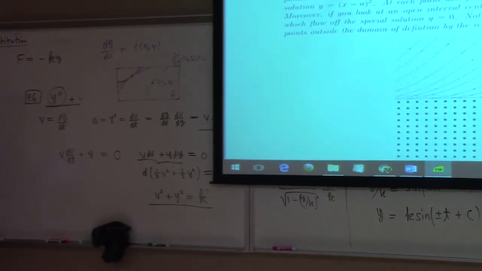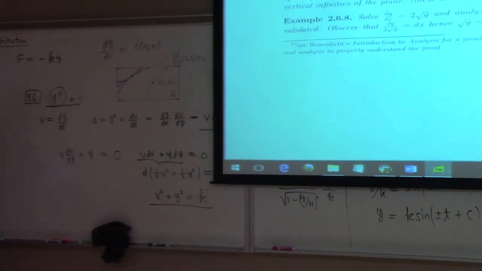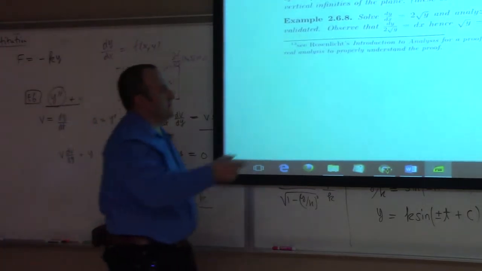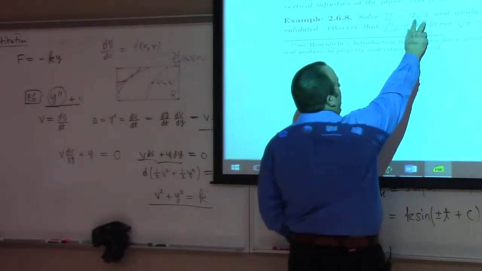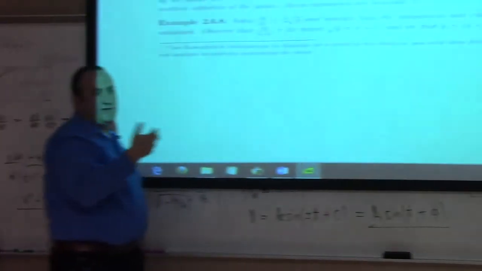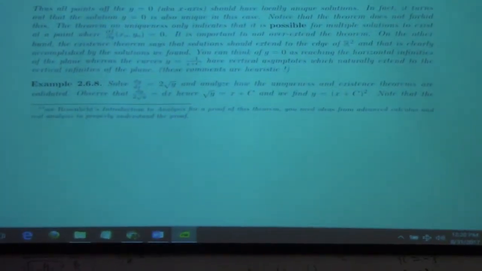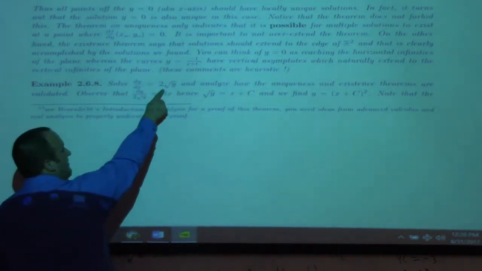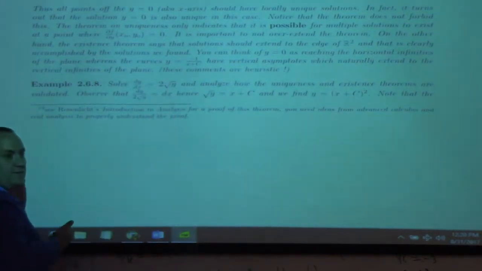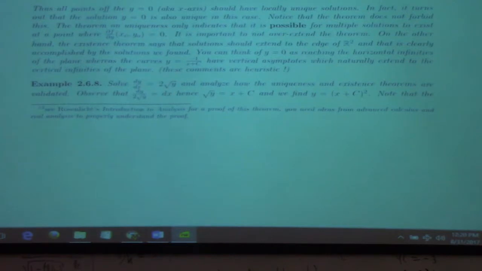Here's an example of a differential equation that has a failure, so to speak, of uniqueness. This is dy/dx equals 2 times the square root of y. Here, if you calculate partial f partial y, you get 1 over the square root of y, which misbehaves at 0. The differential equation is defined at 0, though. Can you put y equals 0 in here? Sure, no problem.